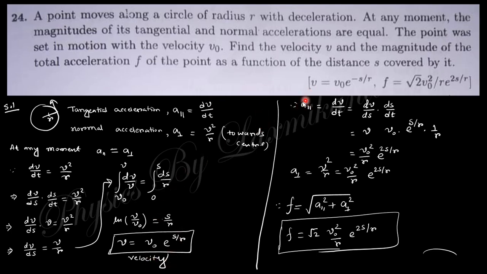Now the tangential component is dv/dt. If you take the derivative with respect to t, you will get this one, and the perpendicular component is v square by r. So this is the tangential, this is the normal, so the magnitude of the acceleration will be the root of the tangential square plus the normal square. So this will be the acceleration.